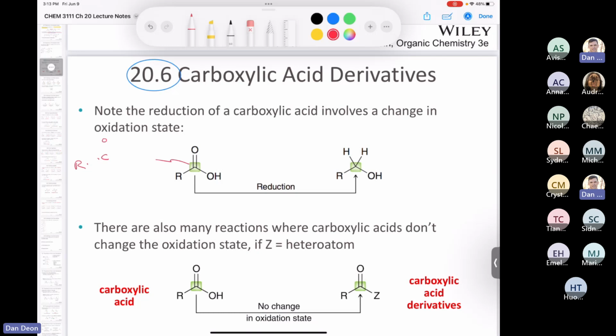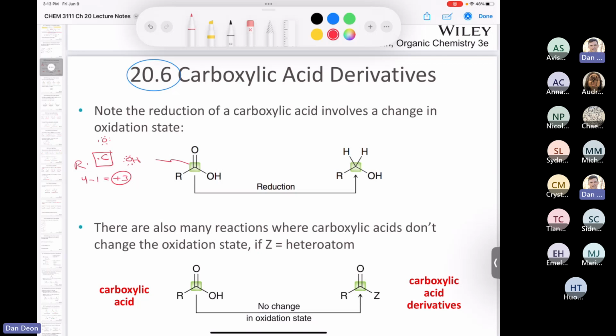And then the oxygen here takes every single electron, and this oxygen takes every single electron. So all you're left with is a carbon with one electron. And so you take 4 minus 1, and that gives you positive 3. So the oxidation state of this carbon in the carboxylic acid is plus 3.